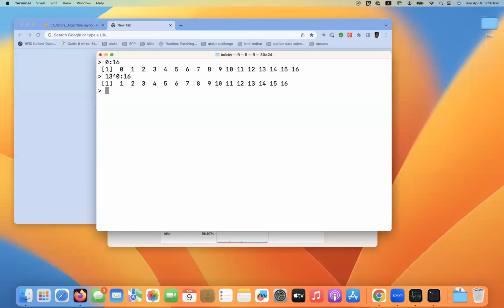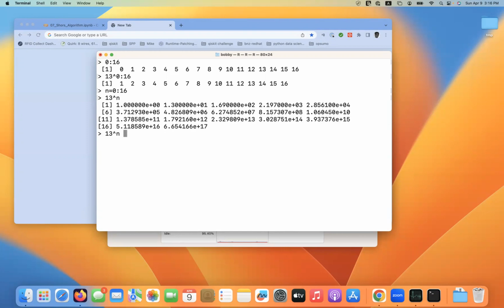Actually, it works. Let me just define this, and then 13 raised to the n gives you the result. Here we assume that c is equal to 13, and we want to raise 13 to all possible values of the input register. Sorry, the all possible values of the input register is actually 0 to 15.